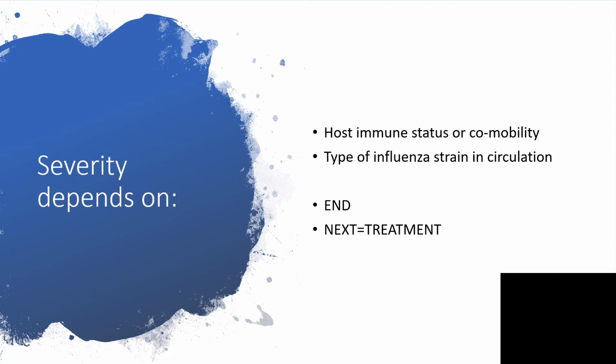Okay, for now, I'll end this by saying that host immune status or comorbidity will determine the severity. In other words, it is going to be severe in some and not in others. And note this, the type of influenza strain in circulation is a big factor to determine the severity. There was a time it was H1N1. It depends on the strain in circulation.